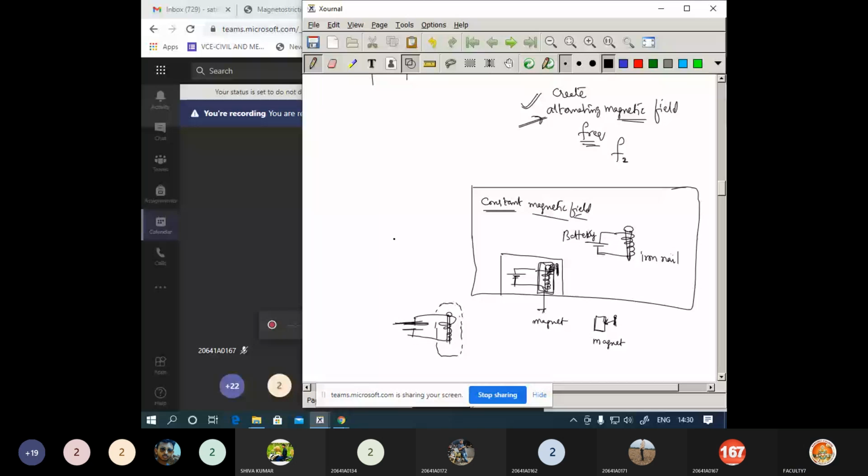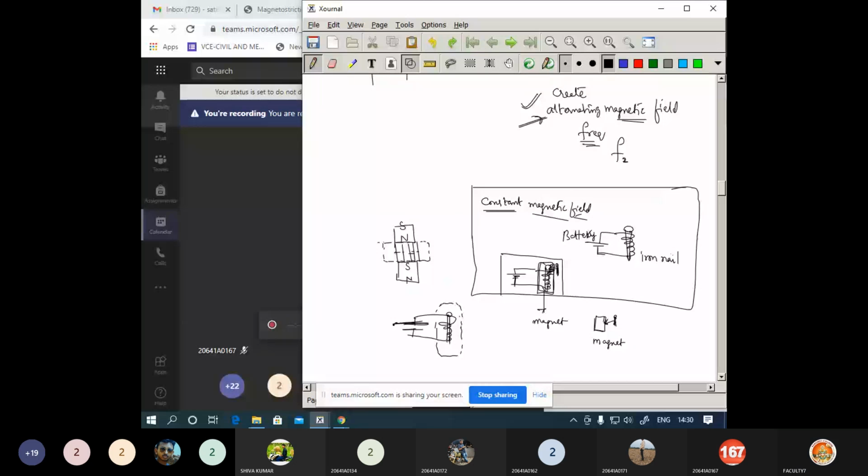Take a magnet. If this is a north side, take a similar magnet. If this will be the second side, place the south and north here. So in this area, if you refer to the area between these two, there will be a magnetic field. So this field is constant. It will be uniformly distributed. So you will get a constant magnetic field here.